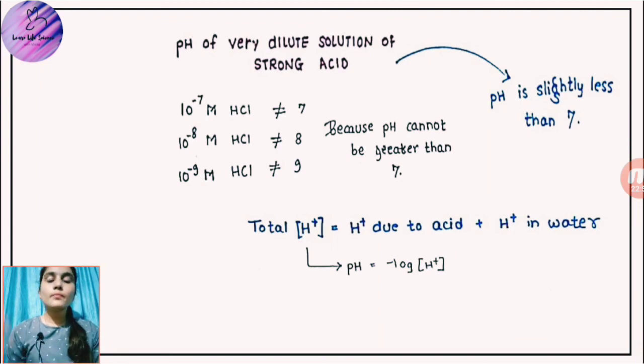Because, as we know, the pH of an acidic solution is not going to be greater than 7. So in such conditions, what you will have to do is select a pH that is slightly less than 7, or you can go through a numerical calculation. For example, you will have to calculate the total hydrogen ion concentration in the solution: the hydrogen ion concentration due to the acid as well as the hydrogen ion concentration due to the water. You calculate the total hydrogen ion concentration, and then you put this concentration into the pH formula.